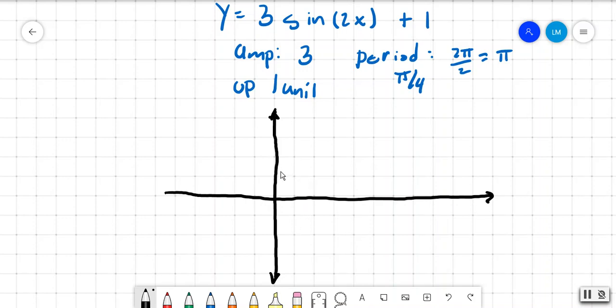I know that the largest value is going to be 4. So let me see, 2, 3, 4. I want 4 to be there, so maybe we'll just do this. 1, 2, 3, and then we'll put 4 right there. And then -1, -2, -3, and then -4. We don't technically need it that far down, but it's okay. Now we have that the period is pi. So here's pi over 4. Here's pi over 2. And then here's 3 pi over 4. And then here is pi.